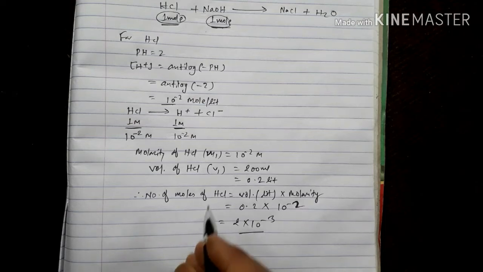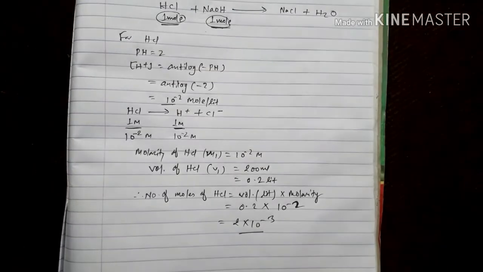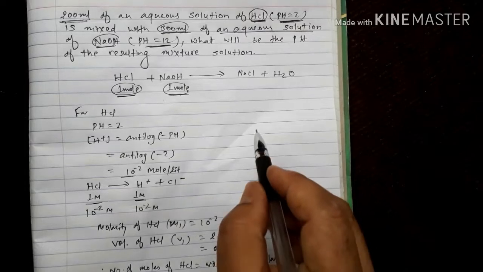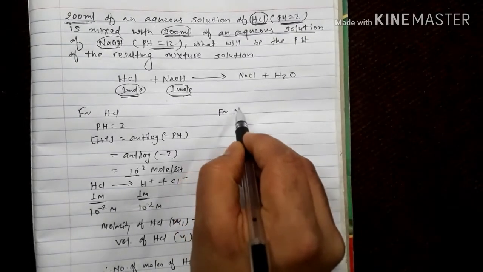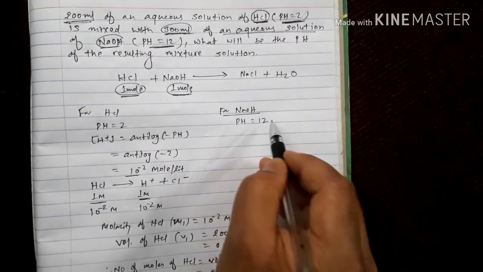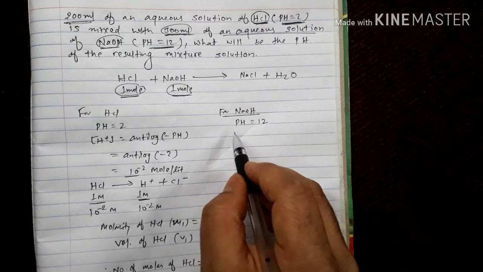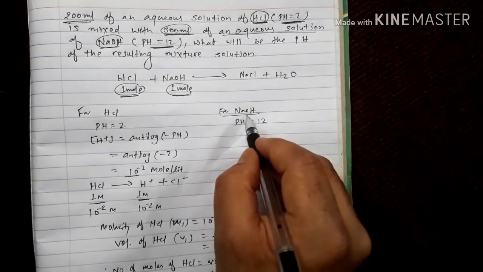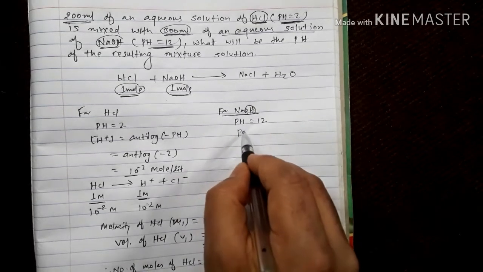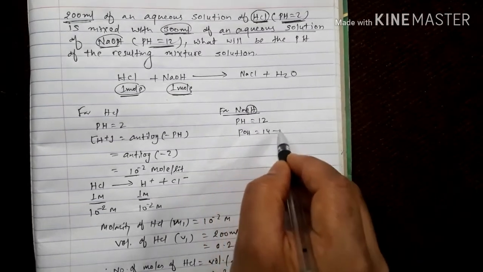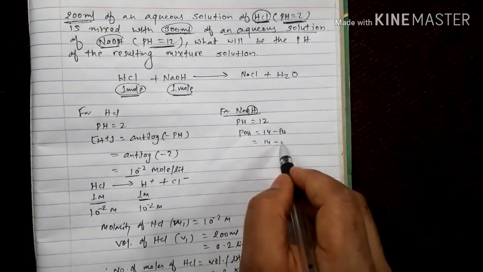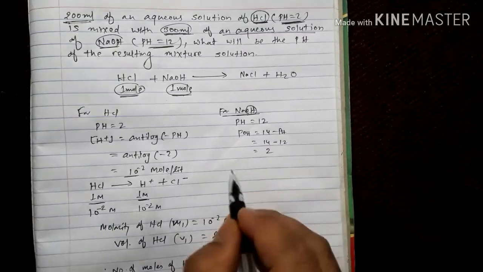Similarly, we can find the number of moles of NaOH. For NaOH, pH is given as 12. From pH we can't find the hydroxide ion concentration directly, because hydroxide ion concentration will give the concentration of NaOH. Therefore you have to find the pOH. pOH is what? 14 minus pH, that is 14 minus 12 equals 2.